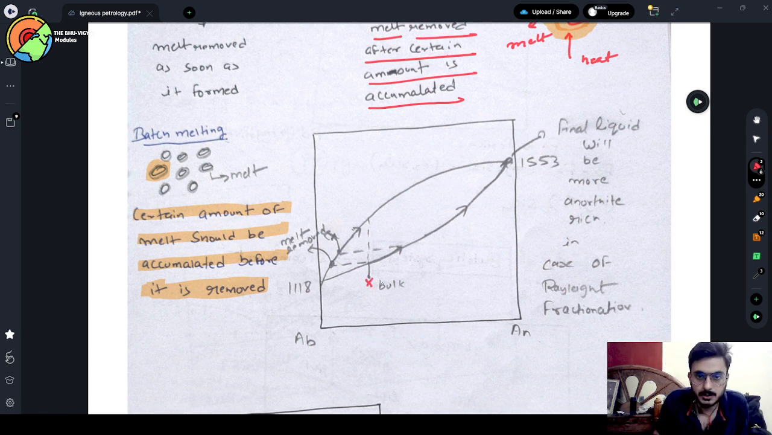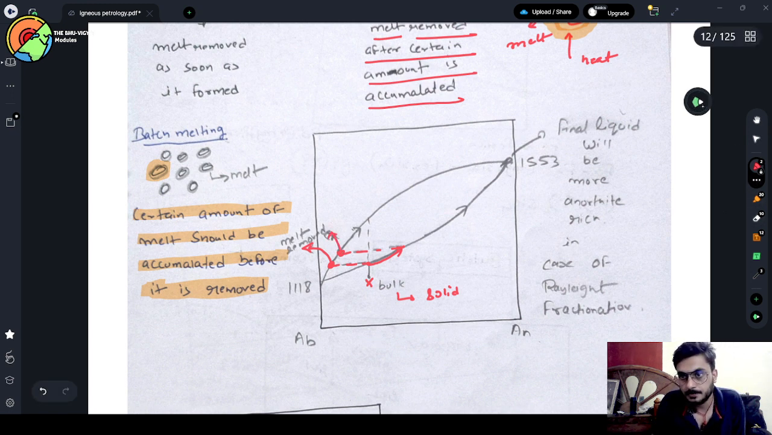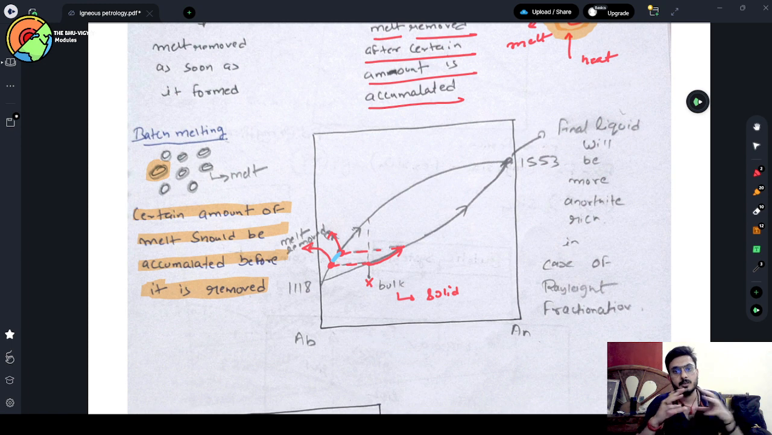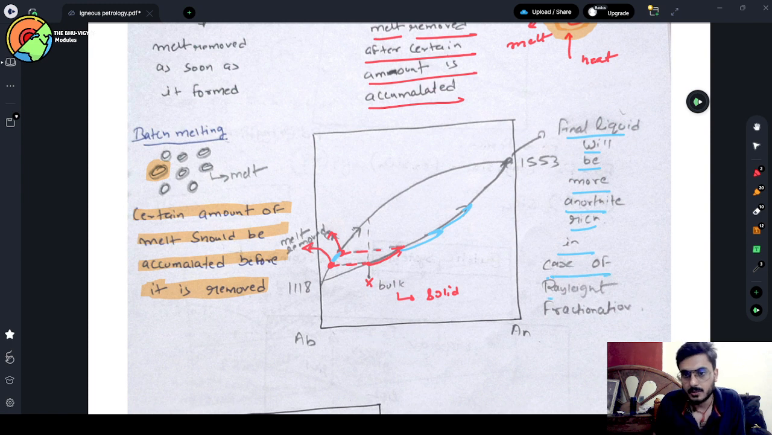So here is my bulk composition X of solid, and it started to melt. So this was our composition of melt here. This melt is removed as I have written here. Now this graph will move toward the more anorthite side. So this will be another composition of the melt. Now this melt is removed. So you can see here that in this portion your melt is getting accumulated. Your melt is removed in batches. So the final liquid will be more anorthite rich. As you can see, this graph is moving toward the anorthite in case of both Rayleigh fractionation and batch melting.